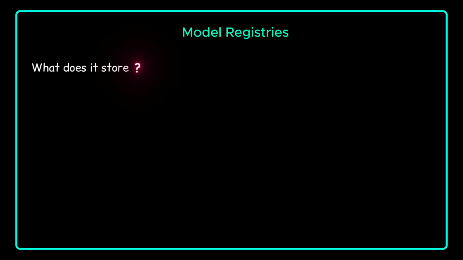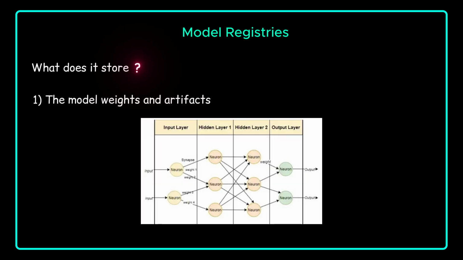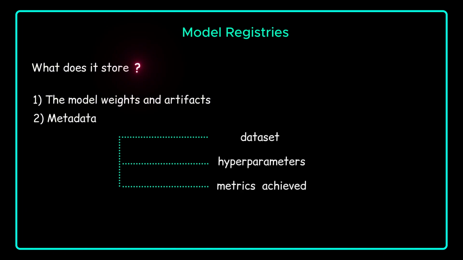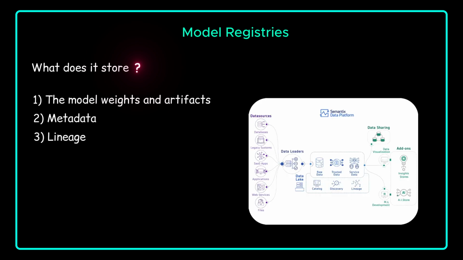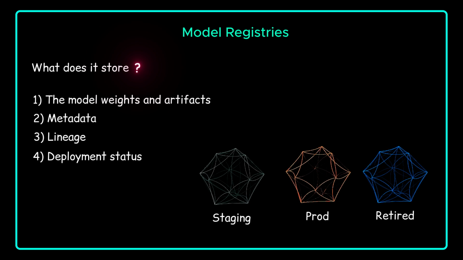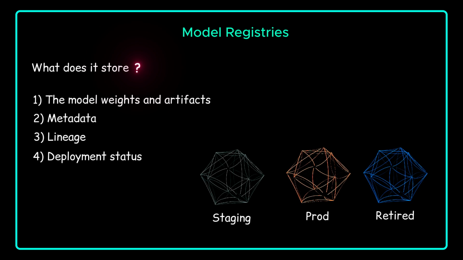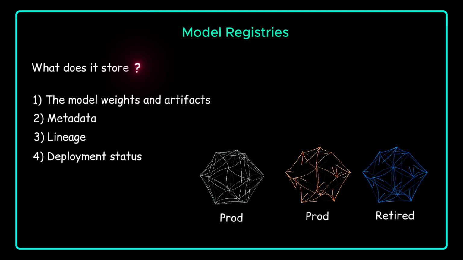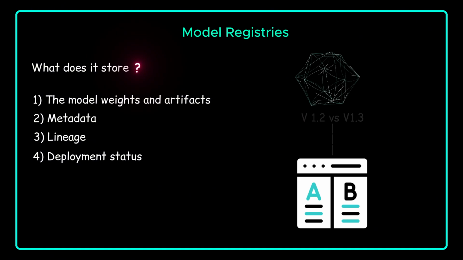Now, what does it store? It stores the model weights and artifacts, metadata like which dataset was used, which hyperparameters, what metrics it achieved, and lineage. That is, what data pipelines produced this model. And deployment status. Is this model in staging, production, or retired state? This is critical for teams. You can promote a model from staging to production. You can also roll back if something goes wrong. You can run A/B tests between model versions.